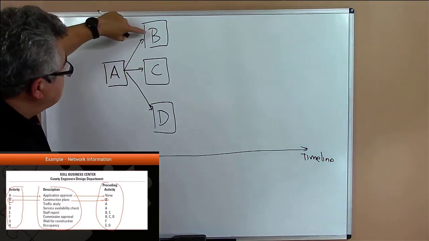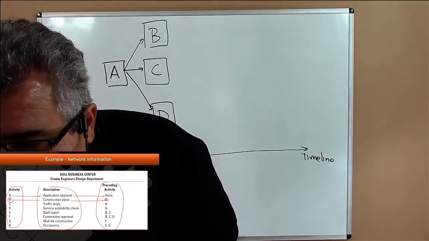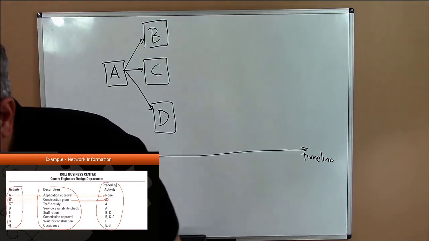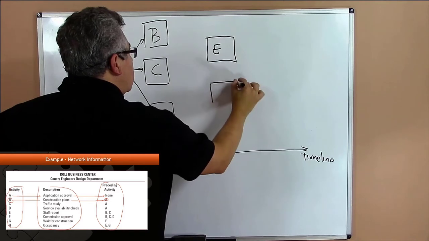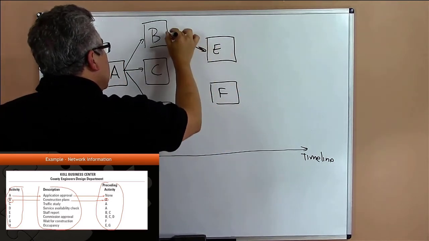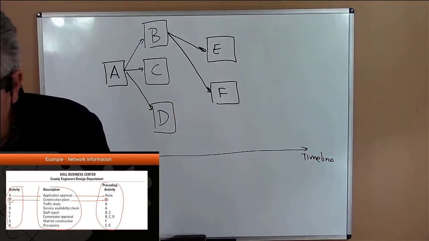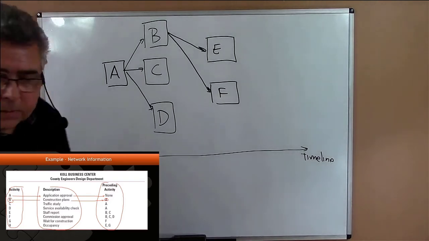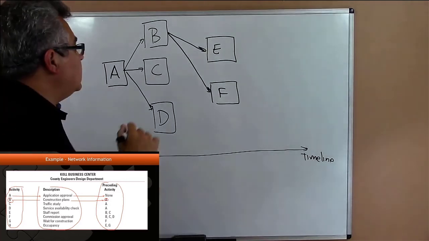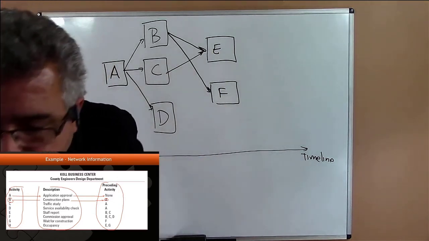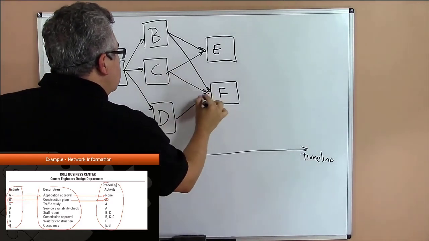Let's now pick activity B. What are the activities that have B as a preceding activity? E and F. So let's put E here. E and F. Okay? And then what happens with activity C? Activity E has B and C as a preceding task. Activity F has B, C, and D as a preceding activity.